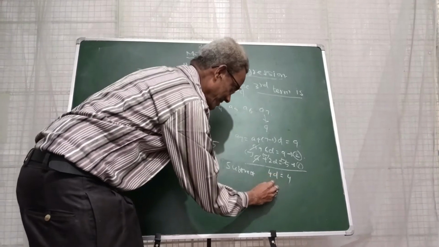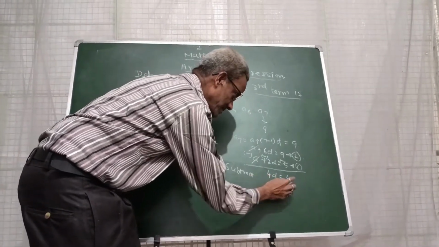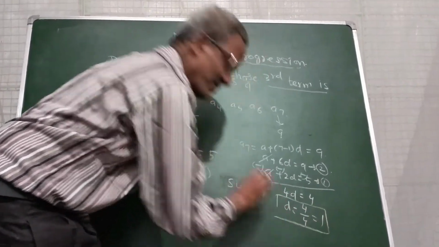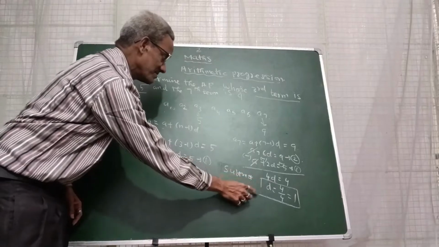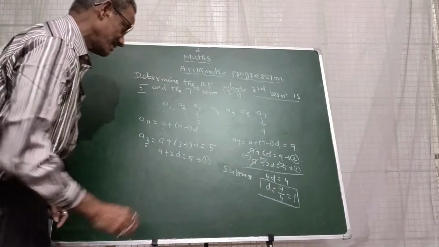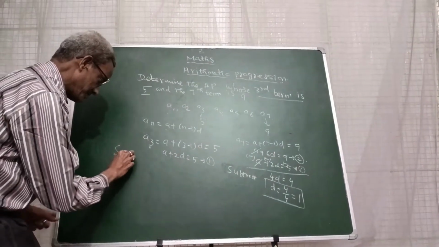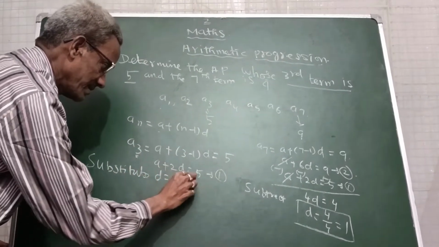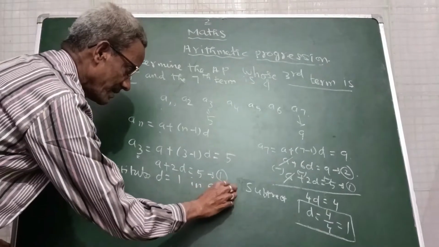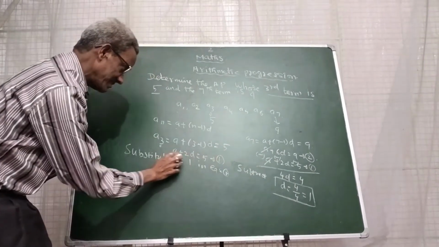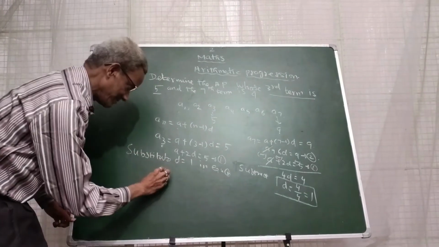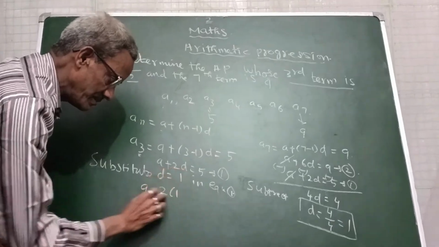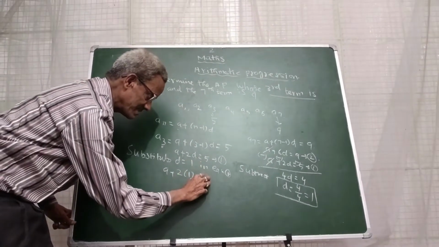Now I want to find the common difference d. The number goes to the other side, so you have to divide. So you get the common difference as 1. Now substitute the d value in equation number 1. Substitute d equal to 1 in equation number 1. Equation number 1 says a plus 2d equal to 5. The a value we don't know, but the common difference we got as 1. So 2d means 2 into 1, and that is equal to 5.